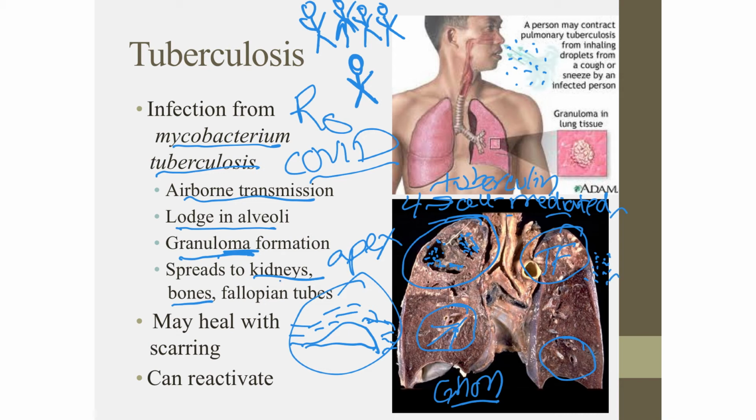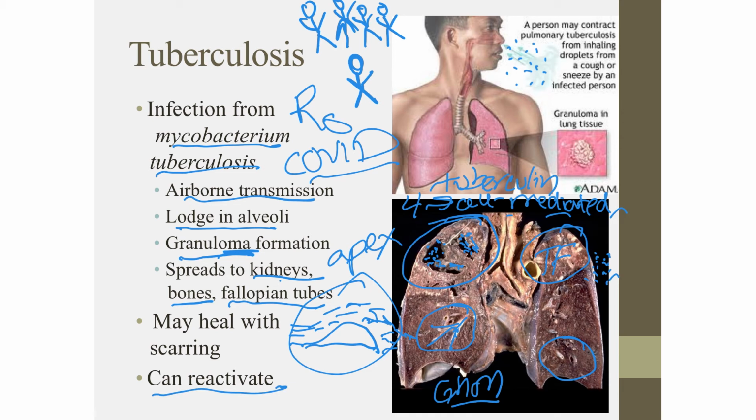The kidneys and the bones, they both have a specific type of capillary that are leaky. We can also see this accumulate in the fallopian tubes, which would alter ovulation and then implantation. Again, this can heal, but we do have this scarring because fibrin doesn't go away, and it can reactivate.